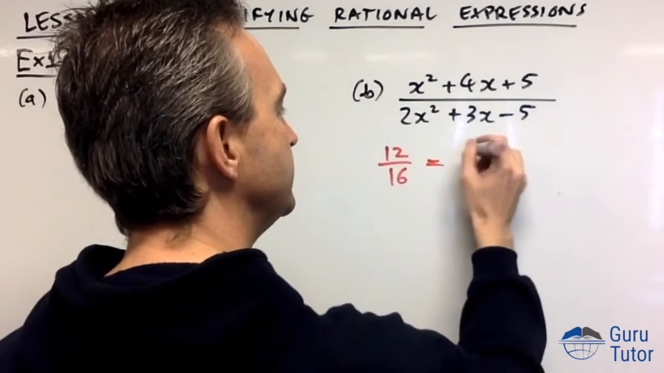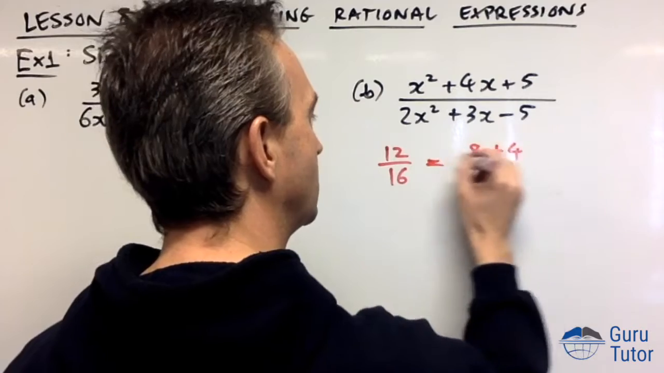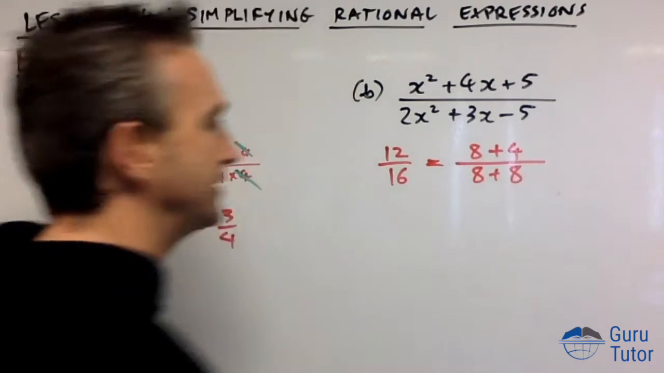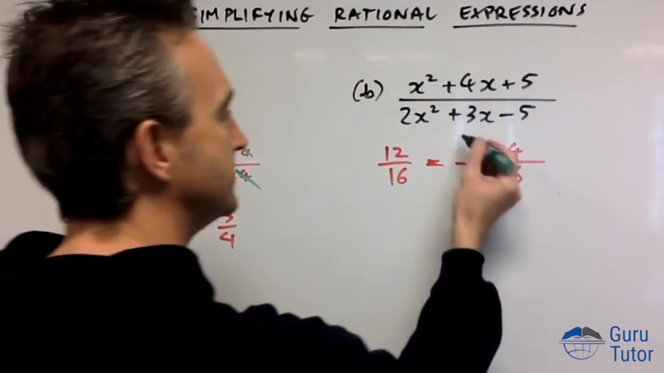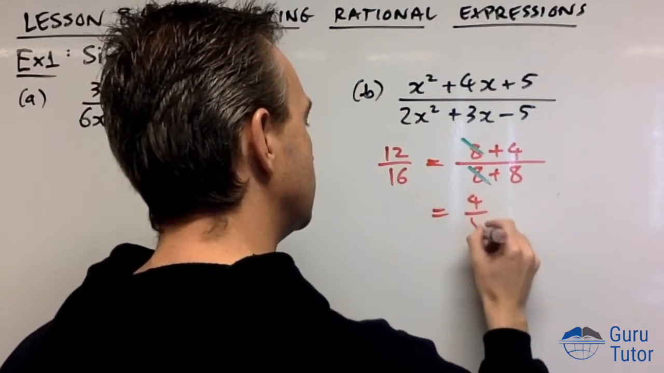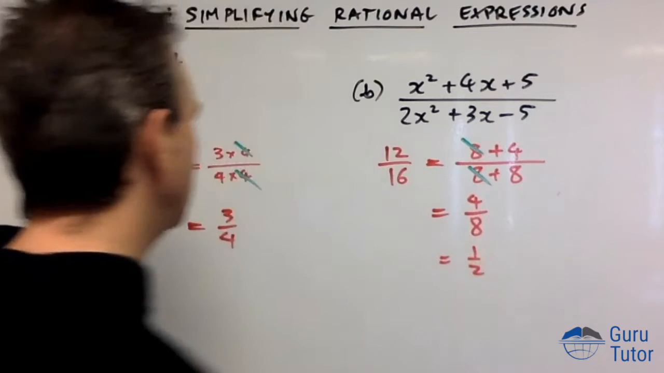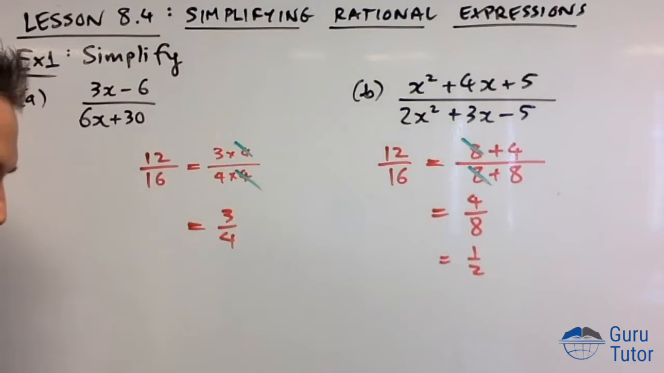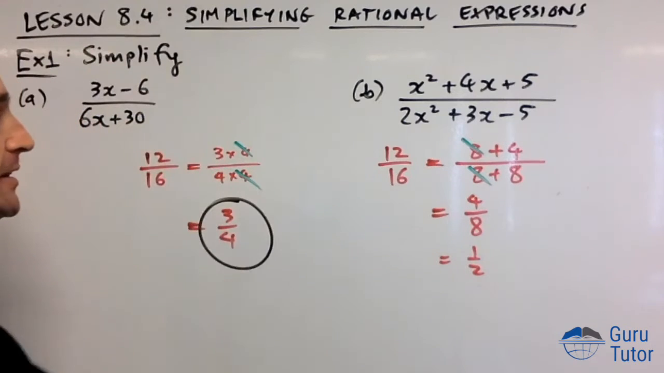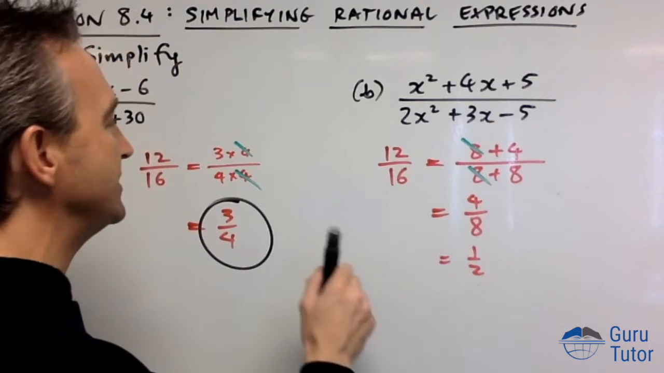I'm going to write 12 as 8 plus 4, and then I'm going to write 16 as 8 plus 8. I can cancel the 8s, giving me 4 over 8, which is 1/2, which is correct. Okay, hopefully you know this one. The correct answer is this one. And the point is, we don't cancel.